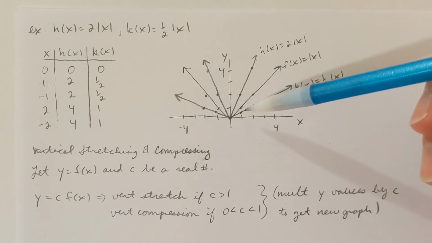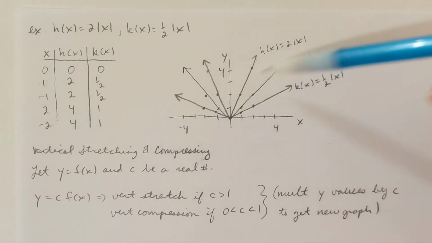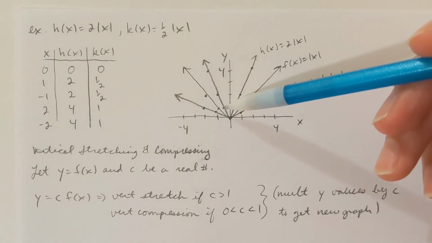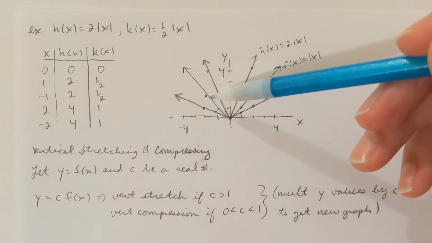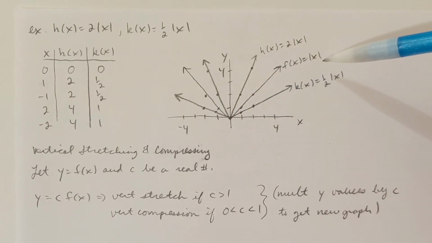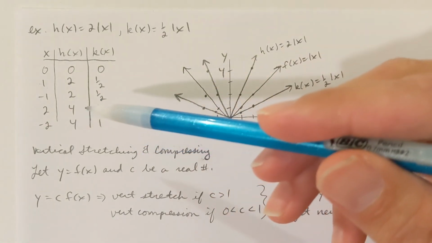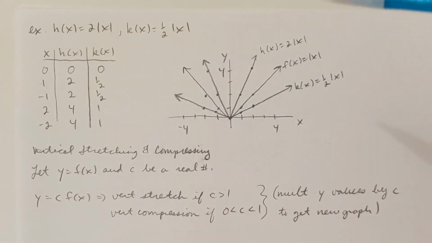So if x is 0, I get 0. If x is 1, I get 1. If x is negative 1, the absolute value of negative 1 is positive 1, so negative 1, 1 is on the graph. If x is 2, I get 2. And if x is negative 2, the absolute value of negative 2 is 2. Okay. I'm going to use these same values in a chart when I graph h and k.